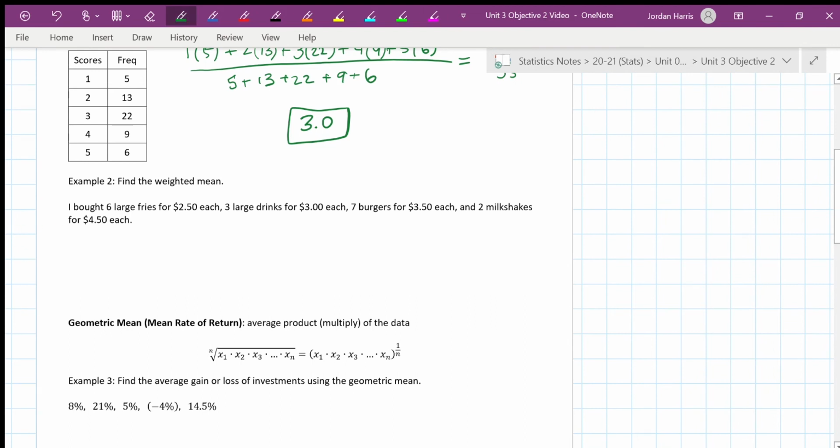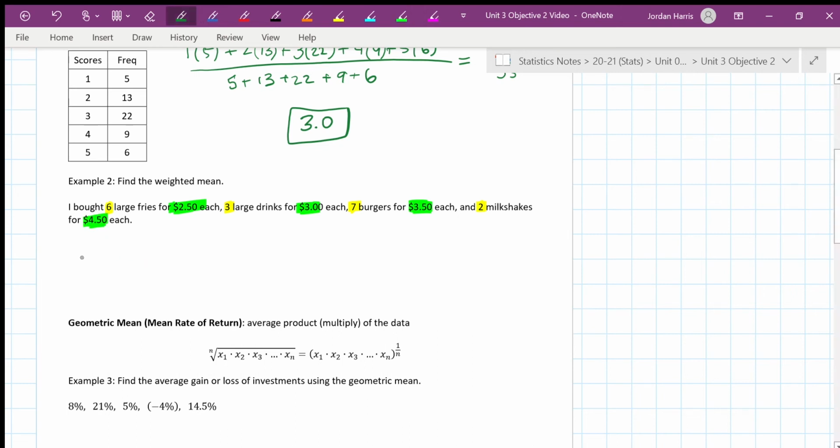If we found the weighted mean, the average price per item for this meal that we're looking at, 6 large fries at $2.50 each, 3 large drinks for $3 each, 7 burgers for $3.50 each, and 2 milkshakes for $4.50 each. Okay, be careful because you understand what's the frequency and what's the value, the data value. Frequency is always how many we bought. So that would be the 6, 3, 7, and 2. And that's how many. So those are our frequencies. And then we have our actual data values, which is the price. $2.50, $3, $3.50, and $4.50.